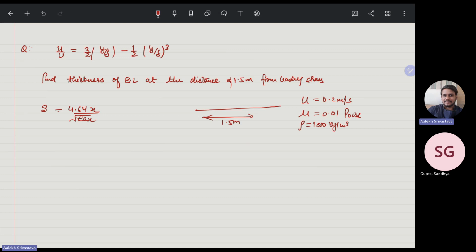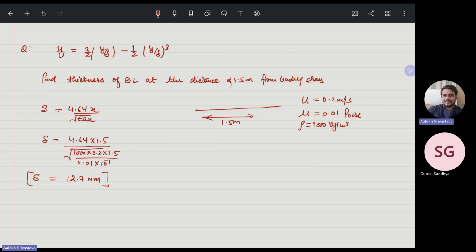If I solve, delta is equal to 4.64 into 1.5 divided by under root of rho, that is 1000, into v, which is 0.2, into x, which is 1.5, divided by mu, that is 0.01 into 10 raised to the power minus 1. If you solve, you will get around 12.7 mm. This is the delta at the distance of 1.5 meter from the edge.